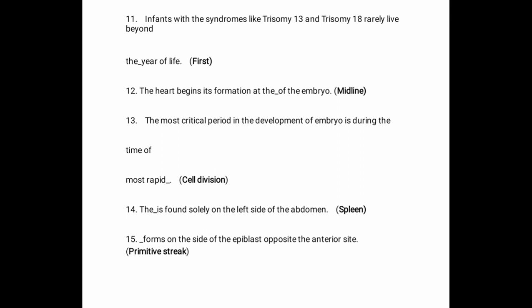Dash is found solely on the left side of the abdomen. The one present on the left side of the abdomen is the spleen. Dash forms on the side of the epiblast opposite the anterior side. This is the primitive streak. The complete statement is: the primitive streak forms on the side of the epiblast opposite to the anterior side.